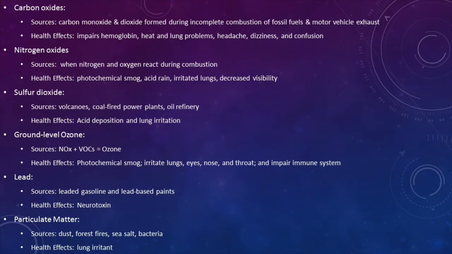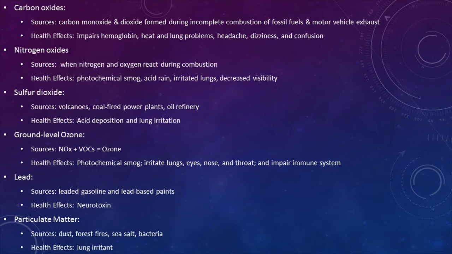Carbon oxides, such as carbon dioxide and carbon monoxide, are formed during the incomplete combustion of carbon-containing materials such as fossil fuels. Sources of these pollutants include motor vehicle exhaust, the burning of forest and grasslands, smokestacks of fossil fuel burning power plants and industries, tobacco smoke, and open fires. Carbon monoxide affects the hemoglobin in blood, causing the transport of oxygen to body cells and tissues to cease. It can lead to heart conditions and irritated lungs. Acute exposure leads to headache, dizziness, and confusion.